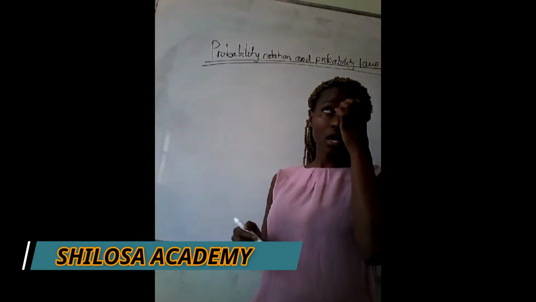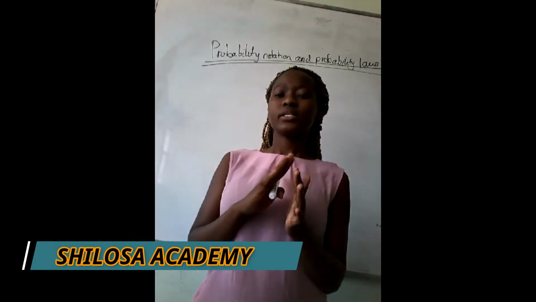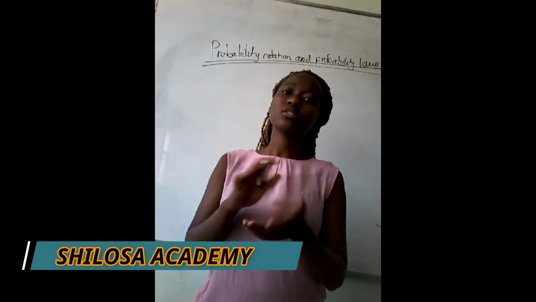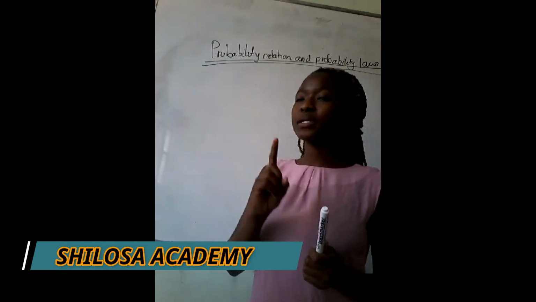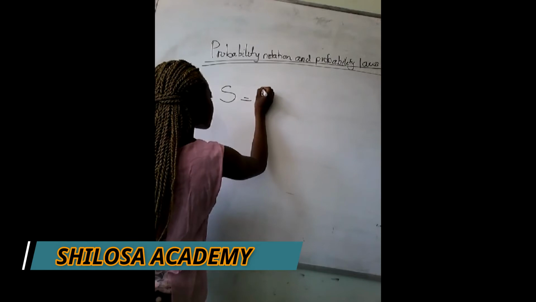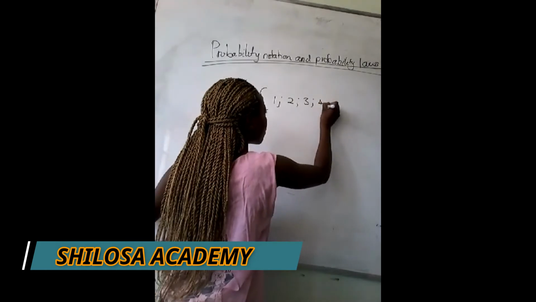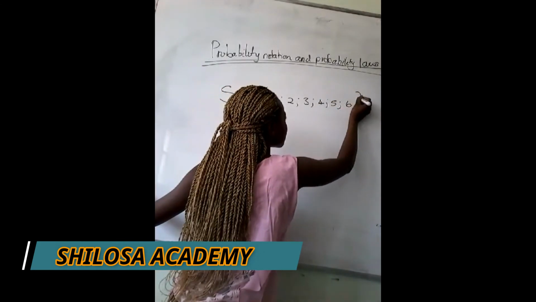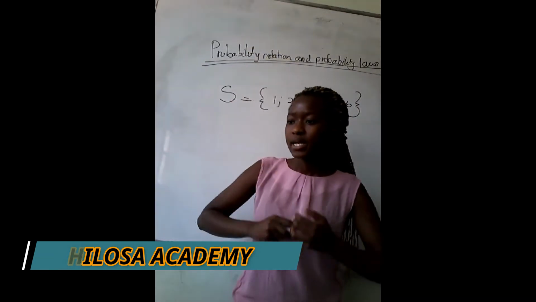If we are using a die, we all know dice. When a die is thrown, the outcomes are numbers from 1 to 6. We know a die ranges from 1 to 6 on different sides, right? So when a die is thrown, the outcomes are the numbers from 1 to 6. So the possibility space for a die would be S = {1, 2, 3, 4, 5, 6}. Right? So this will be the possibility space.